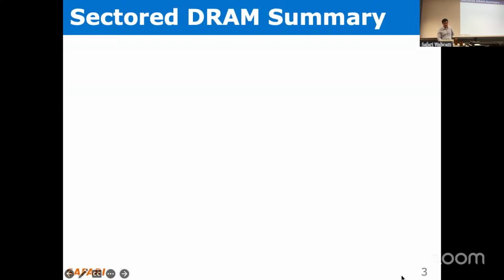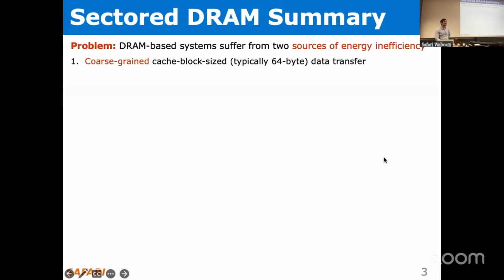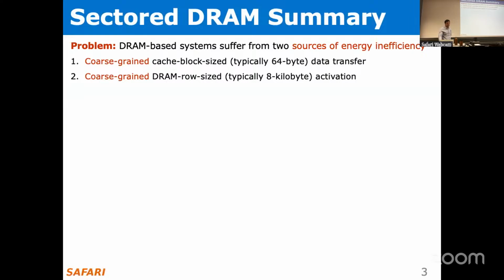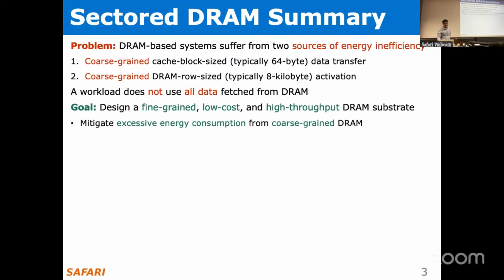You already know about DRAM. So DRAM-based systems suffer from energy wasted by coarse-grained data transfer and coarse-grained DRAM row activation. This is because applications typically use a relatively smaller fraction of the data that they fetch from DRAM. And our goal is to design a new fine-grained, low-cost, and high-throughput DRAM substrate or architecture that can mitigate the problem with coarse-grained systems.